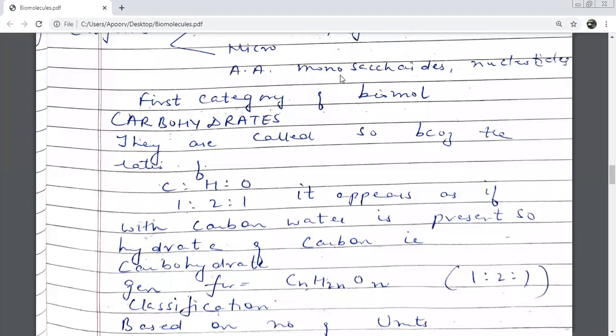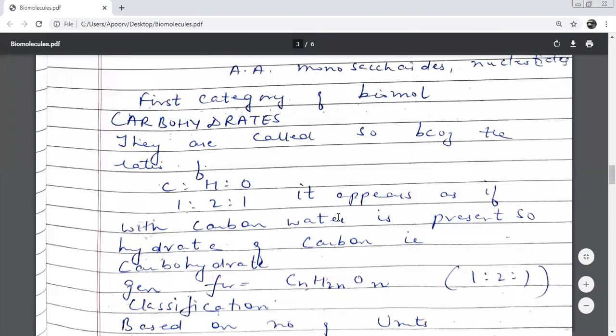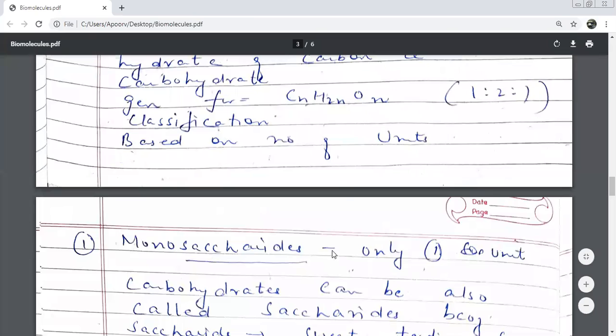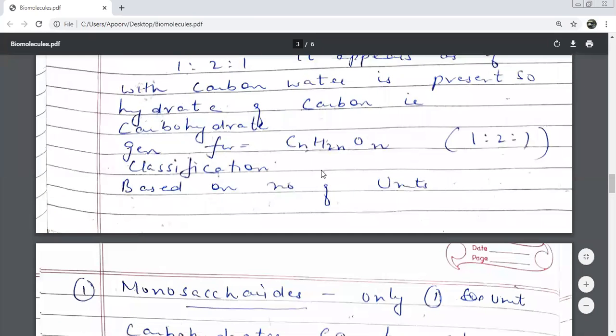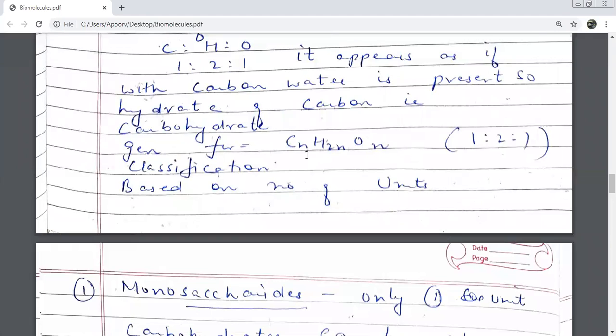1 ratio 2 ratio 1. So when I write the general formula for carbohydrates, it is CnH2nOn. Am I right? Yes, ma'am. See, carbon and oxygen, the number should be the same. So here it is 1 and 1. Hydrogen should be double. So this is 1 ratio 2 ratio 1.